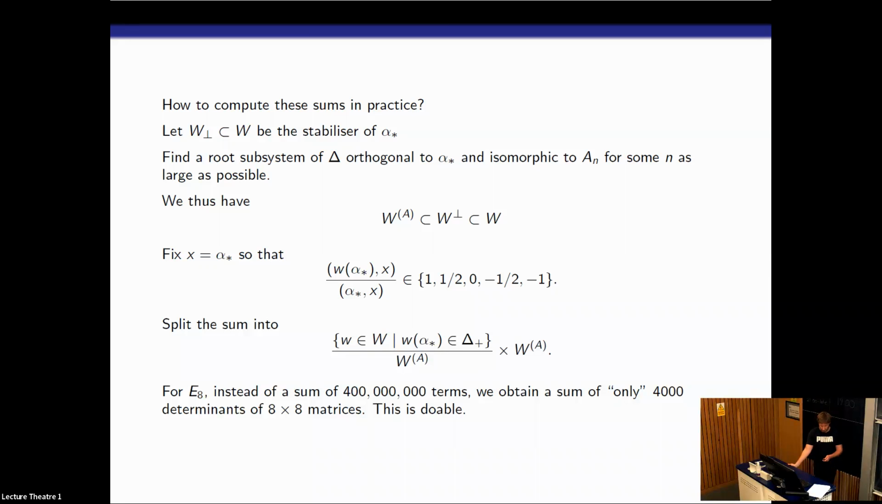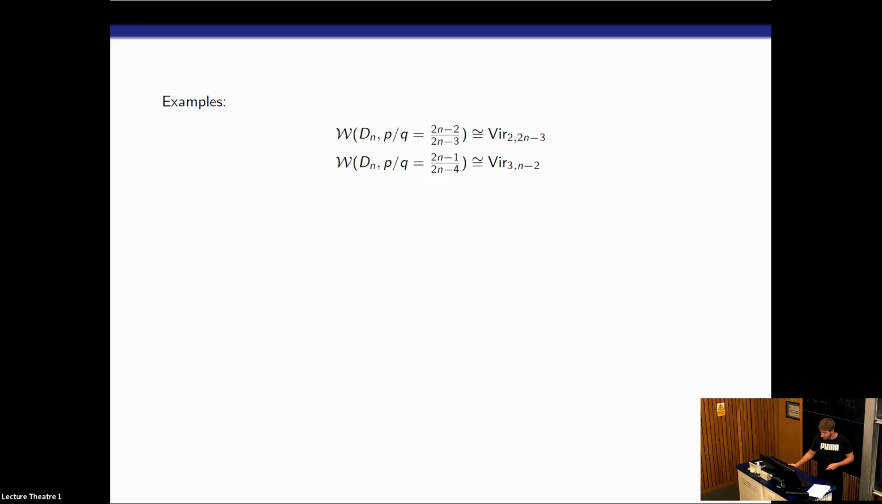And then each of the sums over the type A Weyl group, which is just S_n, is reduced to one of these determinants. Right? So the result is that the sum over 400 million terms is reduced to about 4,000 terms, each of which is an 8 by 8 determinant. And so this is pretty cool. In that way, we computed these S matrices for many cases.